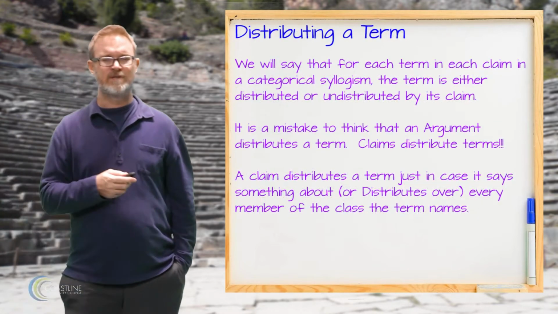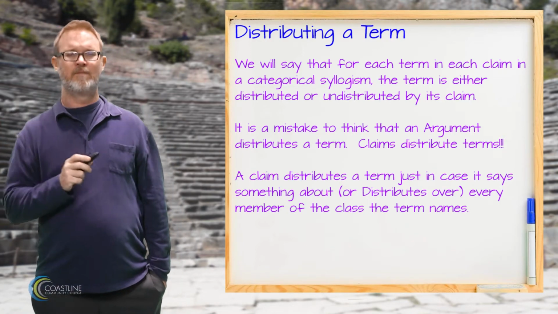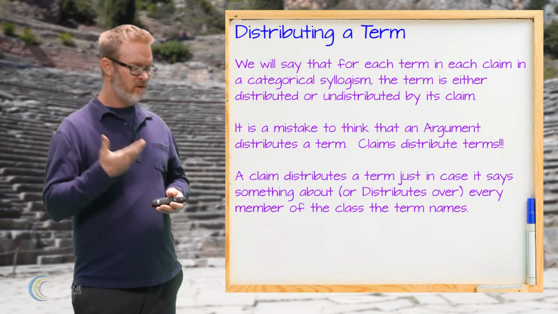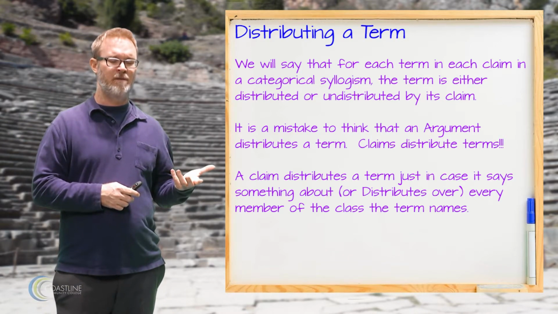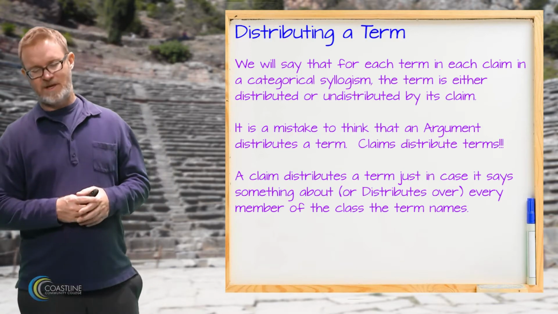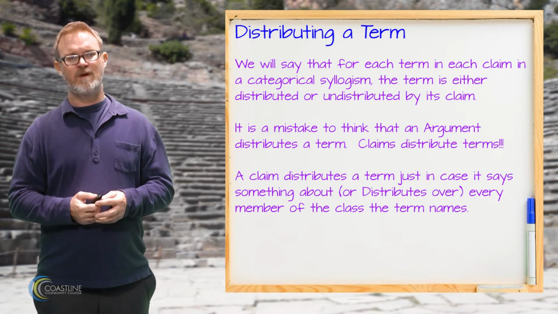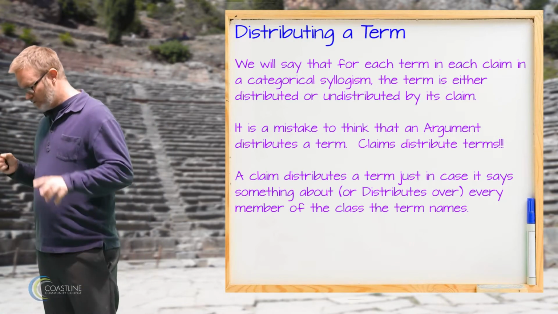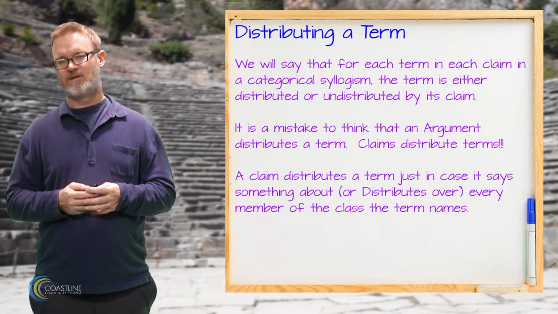The first thing to understand about distribution is that a claim distributes a term. We don't say that an argument distributes a term. A lot of my students, especially in the online course, will make a kind of mistake here, a misunderstanding about what it means to say that a term is distributed. And I think the mistake is that there's a sense of distribution which a lot of people take to mean something like shared, right?